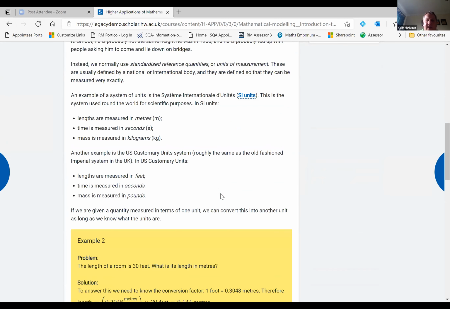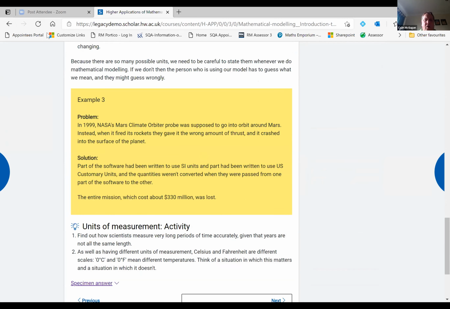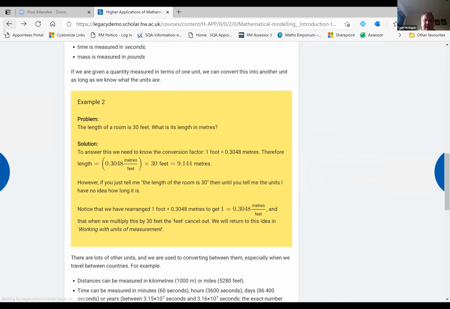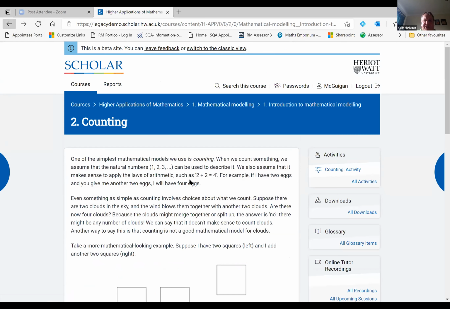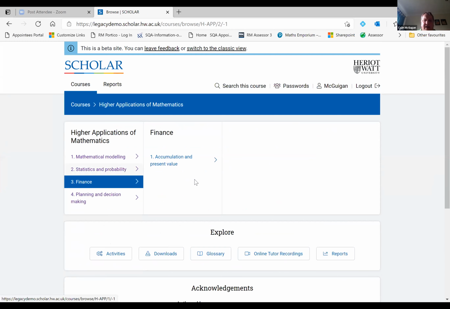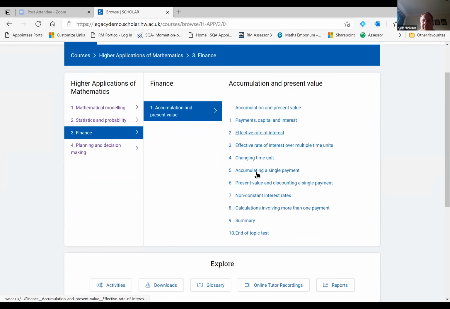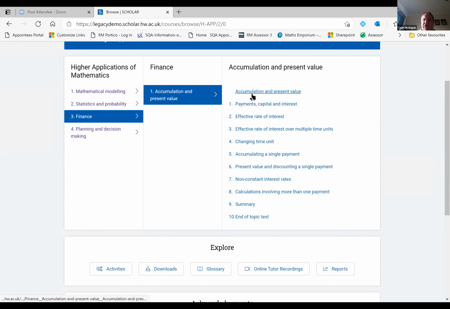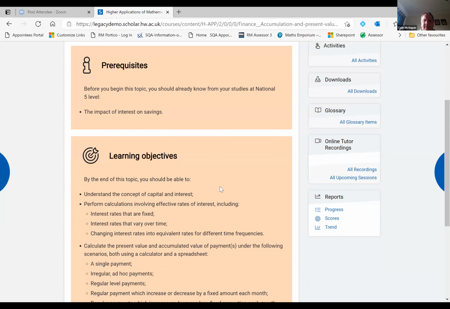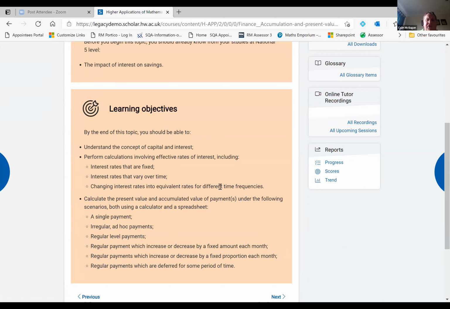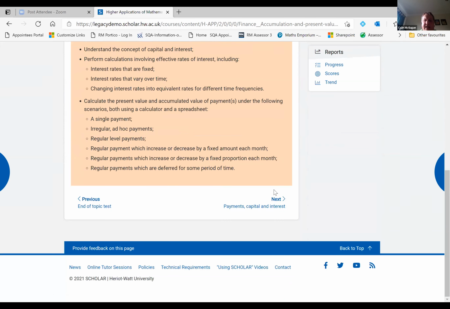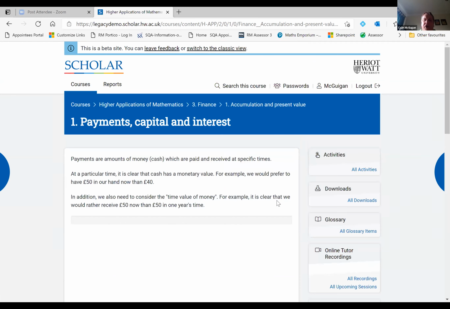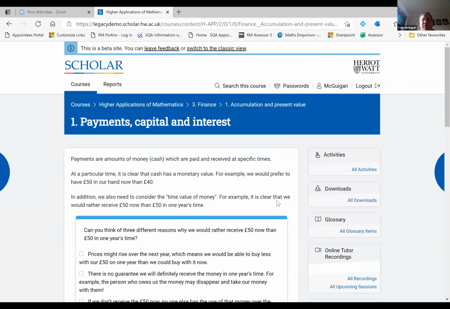So that's what it's looking like from Scholar just now. Obviously, one of the ones that I was doing there, in that last question, was a spreadsheet question. That is very much in our finance. If we look at the finance stuff here, we've got all about accumulation and present value. We've got our normal Scholar stuff, our prerequisites and our learning objectives. And then it should feel very much like the National 5 and the Higher and Advanced Higher stuff that's out there.